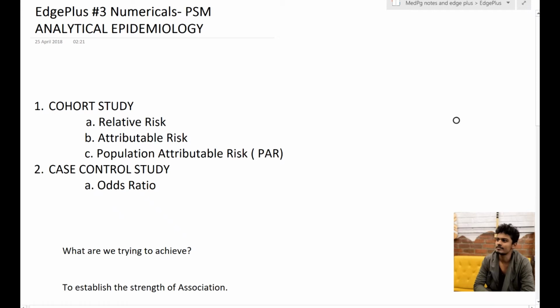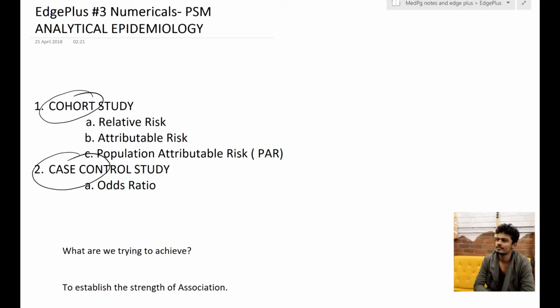The numericals in analytical epidemiology include the cohort study and the case control study. Actually, analytical epidemiology is a very huge topic, and I'm only focusing on the numerical questions that are asked from these areas. My major component is the cohort study, and of course there are also case control studies. Before learning the numericals as such, I need to impart some concepts in your head. Why are these things coming up, and why are we trying to do this?